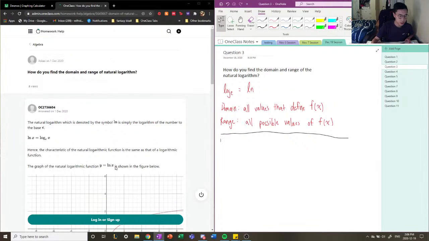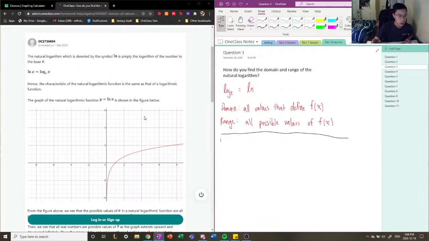Okay, so the junior tutor helped us graph it here. You see here that this is the behavior of a ln function, and it's similar to the logarithmic function. For the domain, it means all the values that define f of x, right? We see here that the domain is that all x values greater than 0 will define our function. And if you think about this mathematically, this makes sense, right?